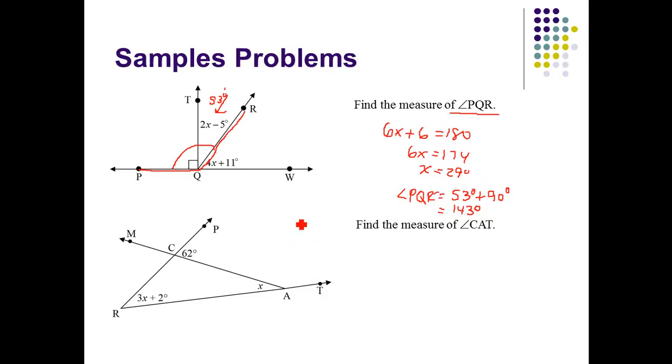Okay, let's try another one. Measure of angle CAT. Well, I've got a triangle here, but again, try to figure out what you do know. Well, if this is 62, I can figure out this one. It's just going to be 118.